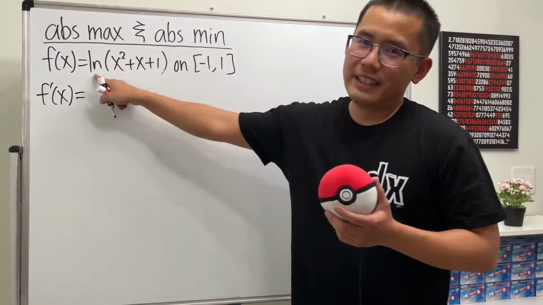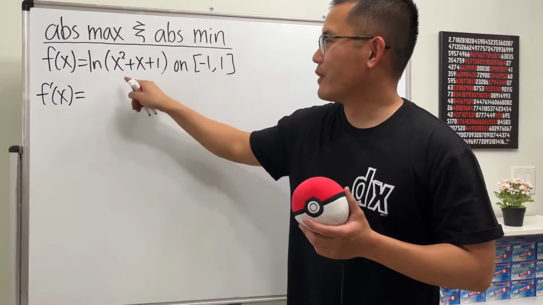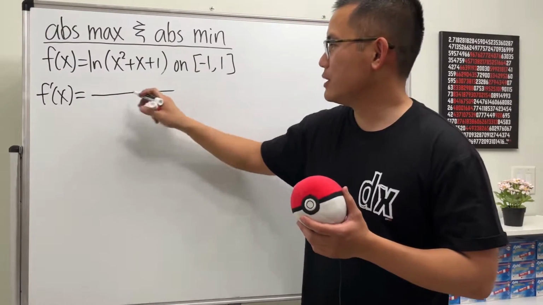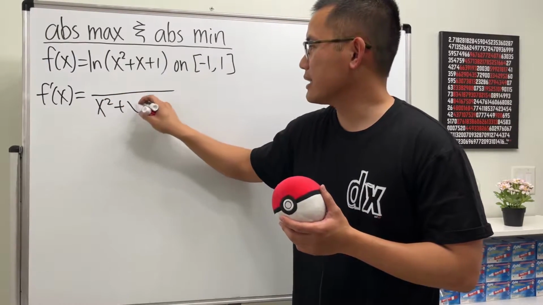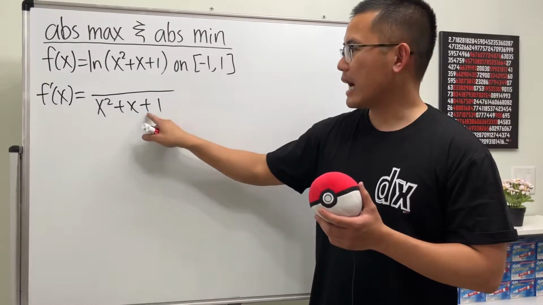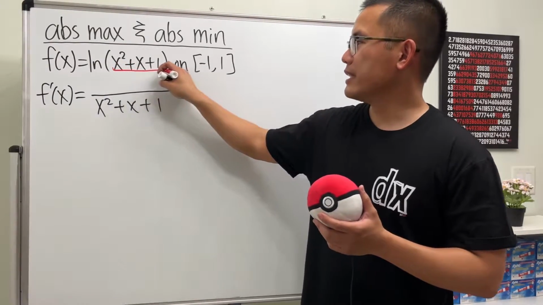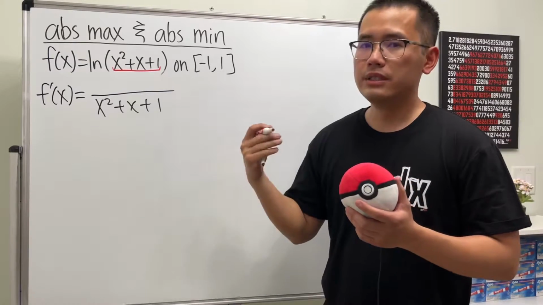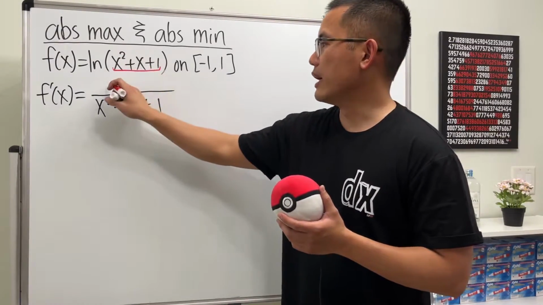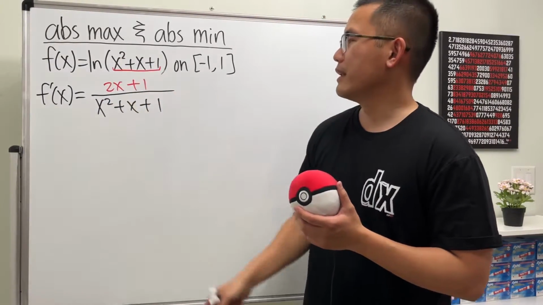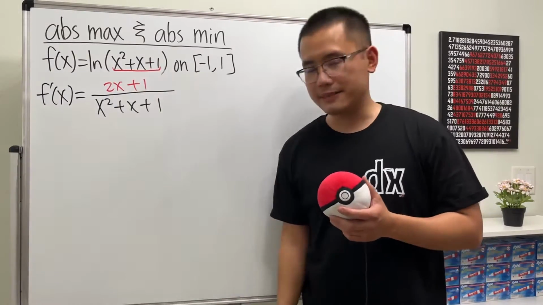Okay, the derivative of ln is 1 over whatever the inside is, right? So let me just put down x squared plus x plus 1. And then for the top, we are going to look at the inside. Use the chain rule. The derivative of the inside is 2x plus 1. And that's it. This is the derivative for that.